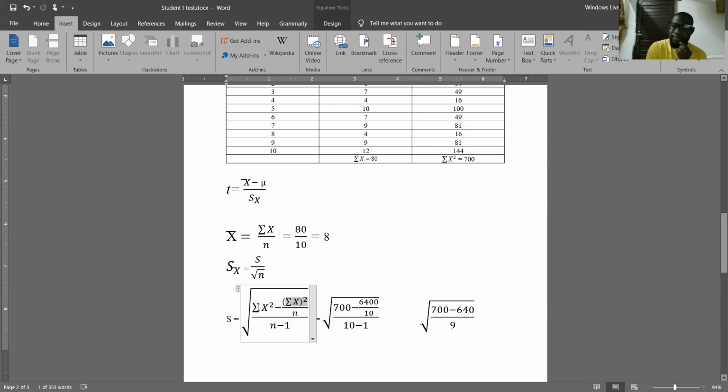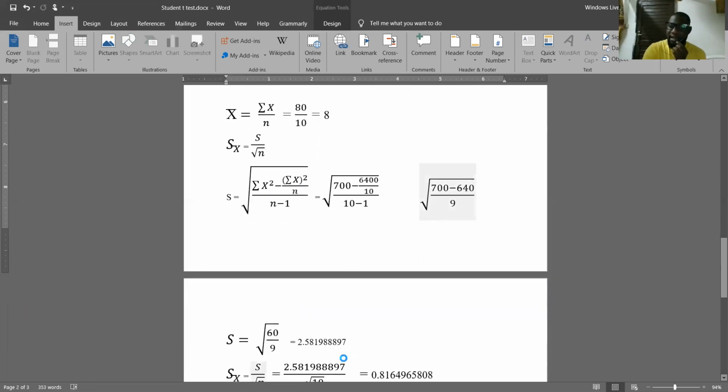So it means that our sigma X squared, which was not in bracket, we had it to be 700. Then the sigma X all squared, the one in bracket, we had it to be 80 squared, which is 6,400. Then you divide it by 10 based on the formula for the S, and you make it all over 10 minus 1. So when you compute, you are supposed to get an S value of 2.581 and so on.